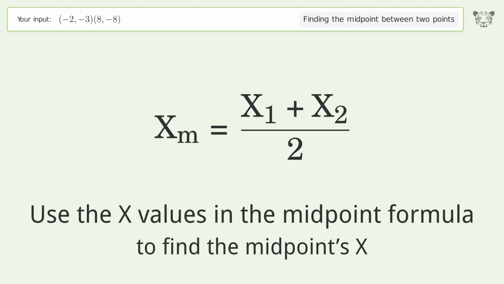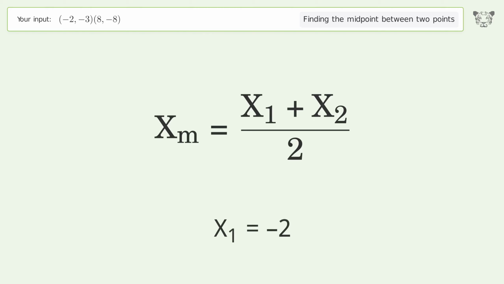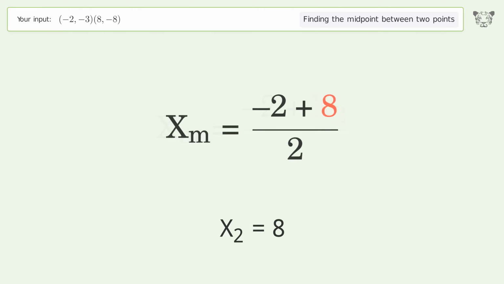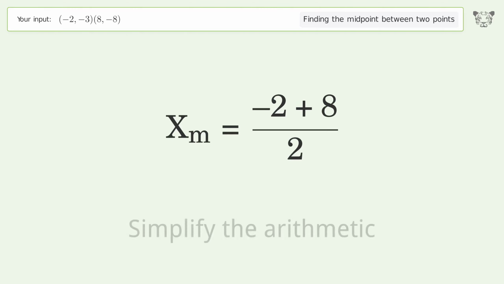Use the x values in the midpoint formula to find the midpoint's x. x1 equals -2. x2 equals 8. Simplify the arithmetic.